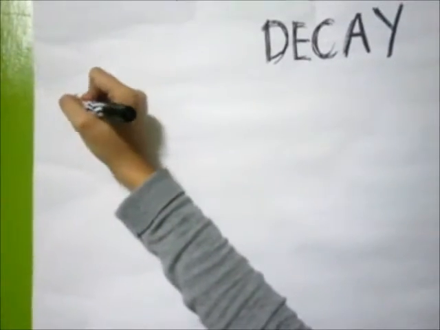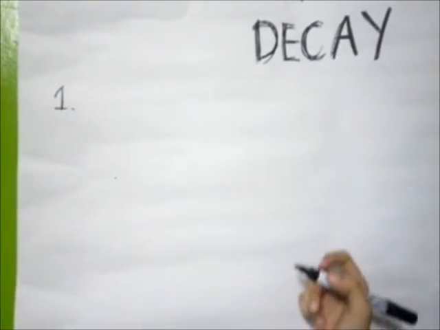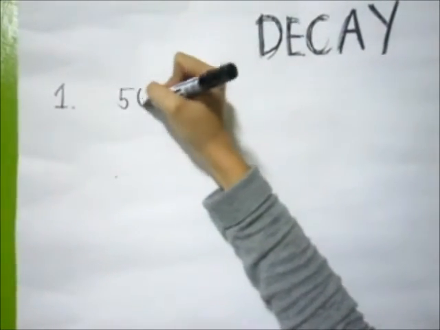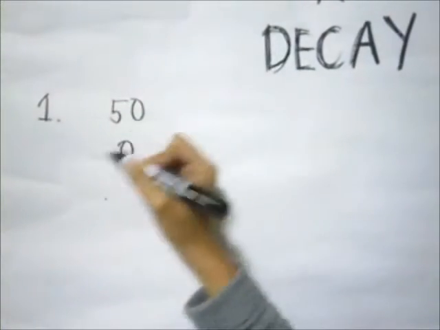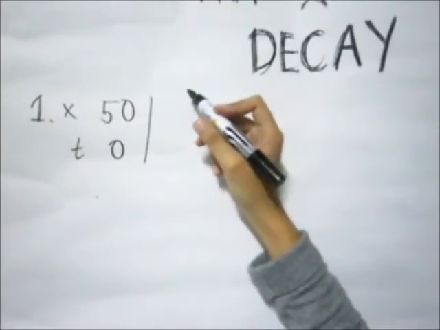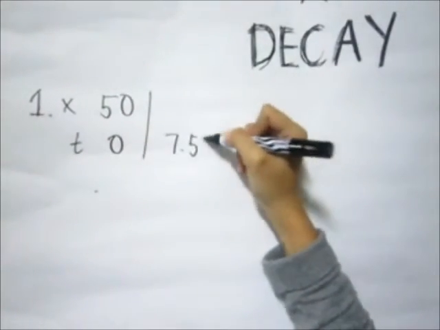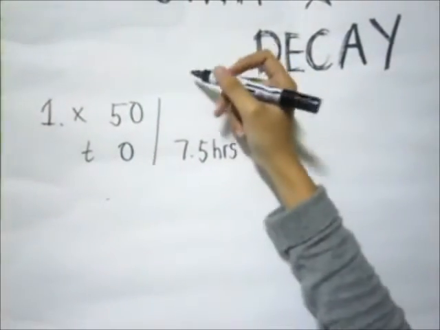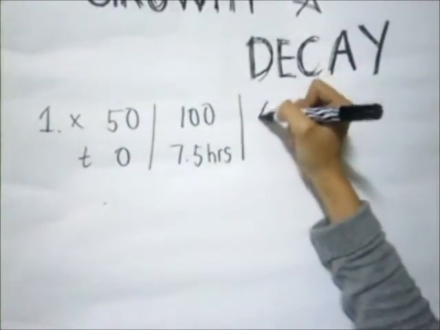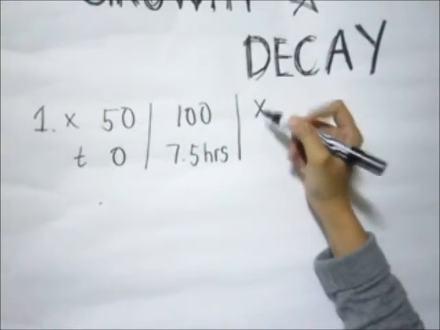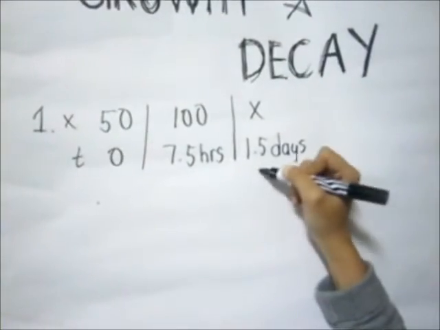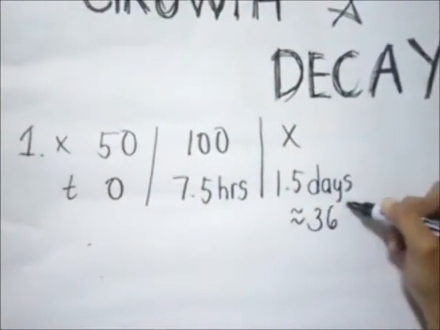So for problem number 1, let us first tabulate the given data. Initially, we have 50 strands of bacteria at t is equal to 0. After 7.5 hours, the number of bacteria doubles, and we are asked to determine the number of strands after 1.5 days, which is equivalent to 36 hours.